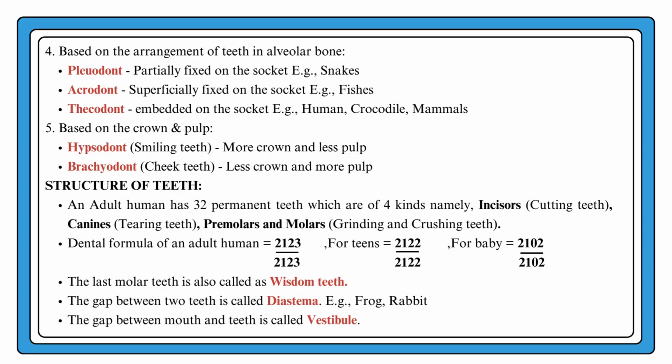For teens it is 2122 by 2122, which means totally 28 teeth, and for a baby it is 2102 by 2102, so totally 20 teeth. The last molar teeth are also called wisdom teeth. The gap between 2 teeth is called diastema. Example: frog, rabbit. The gap between the mouth and teeth is called the vestibule.